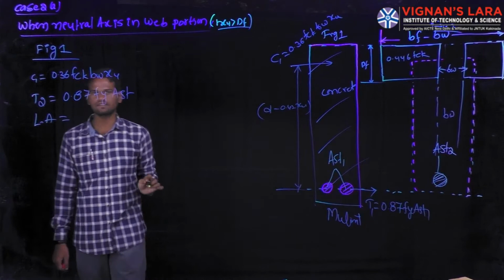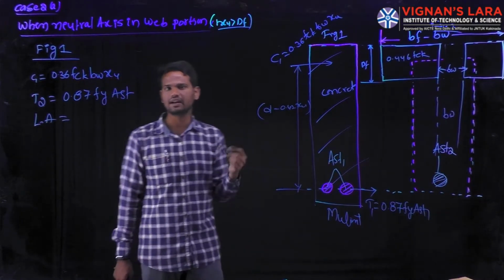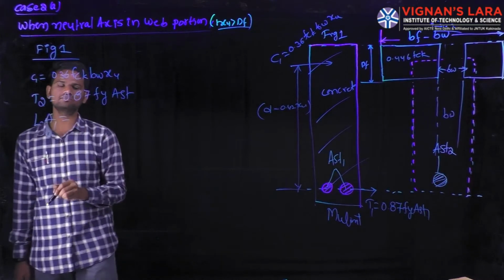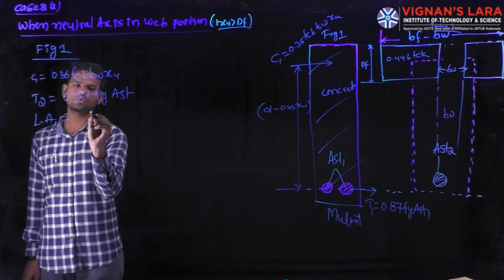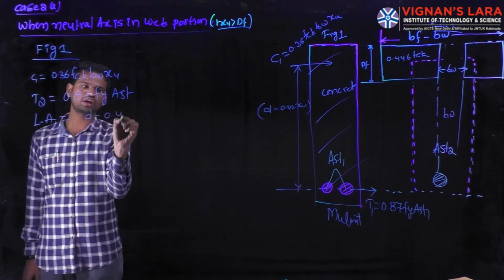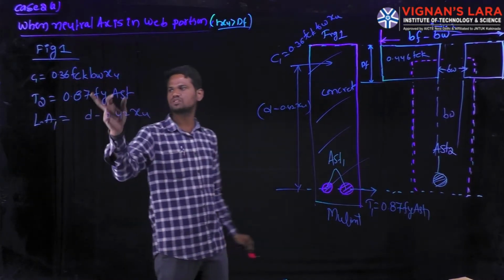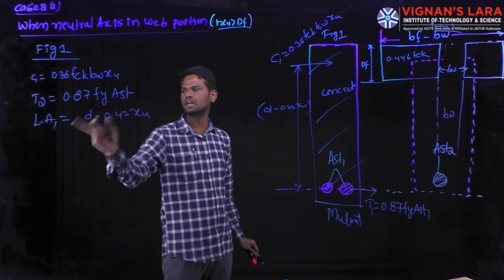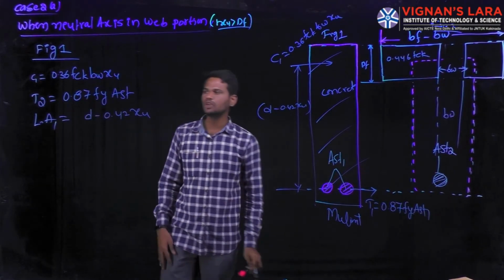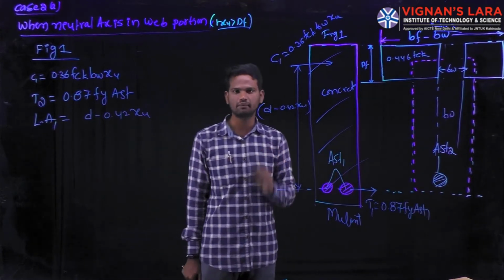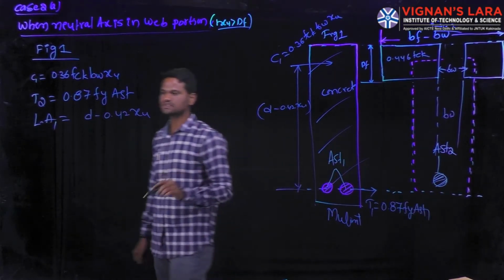Already we have seen our singly reinforced beam design and doubly reinforced beam design. From this we are calculating lever arm 1, that is, lever arm 1 equals d minus 0.42 into xu. This is the total compressive force, this is the total tangential force, and this is lever arm 1. From this we will calculate the moment of resistance for the compression as well as the moment of resistance for the tension.